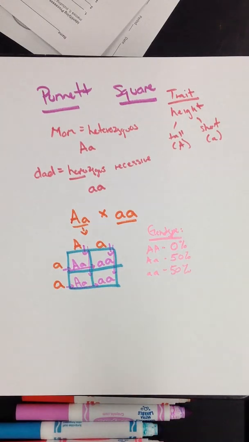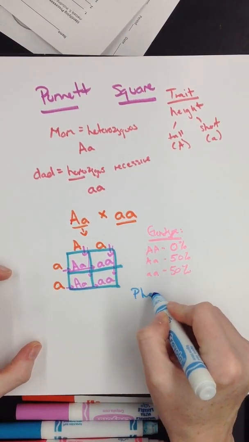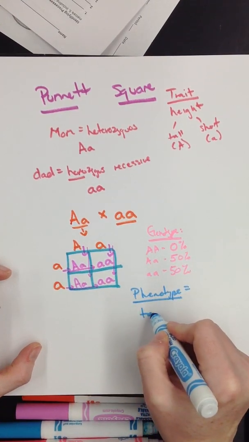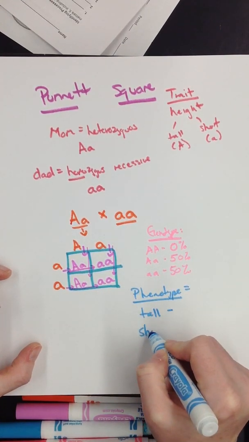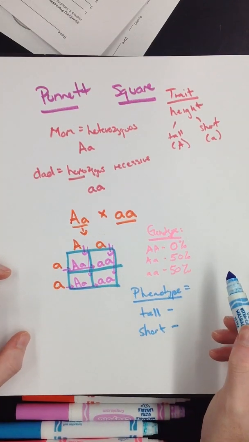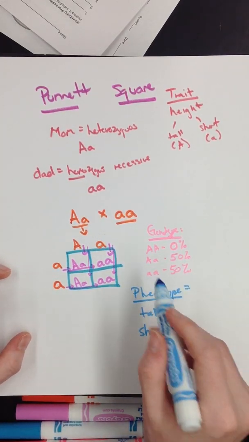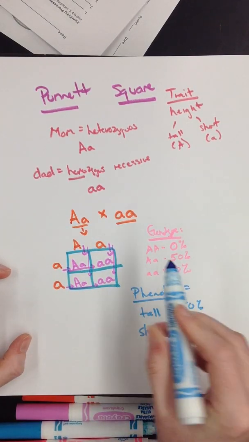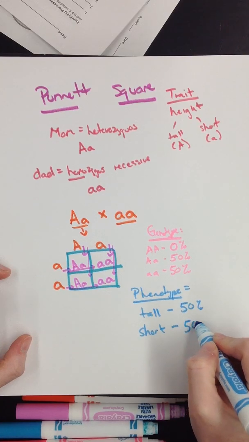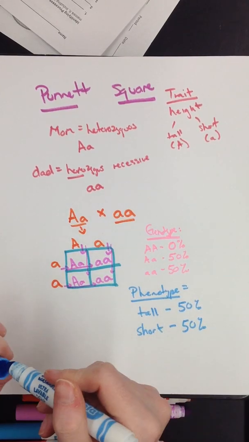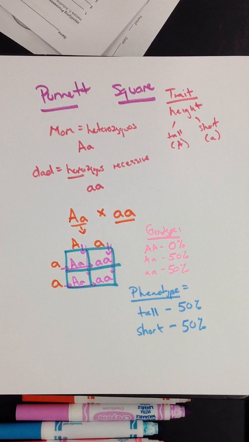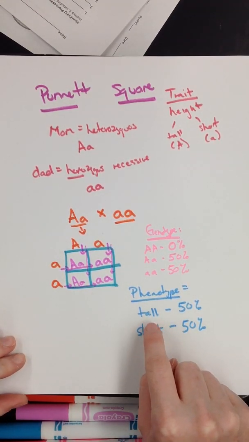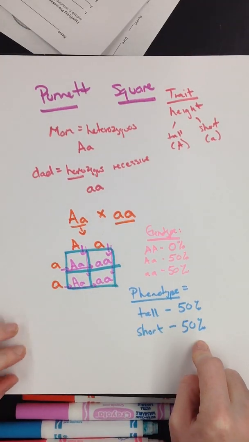And so then we can go to phenotype. Remember, phenotype is just the physical expression. So out of my phenotypes, I can either be tall or I can be short. Well, how many boxes have at least 1 big letter? That one and that one. So 50% of my offspring will be tall. And then if I look there, 50% of my offspring are going to be short. So when I cross those 2 parents, now I can start predicting, oh, okay, well, I bet you half of their children are going to be tall, half of them are going to be short.